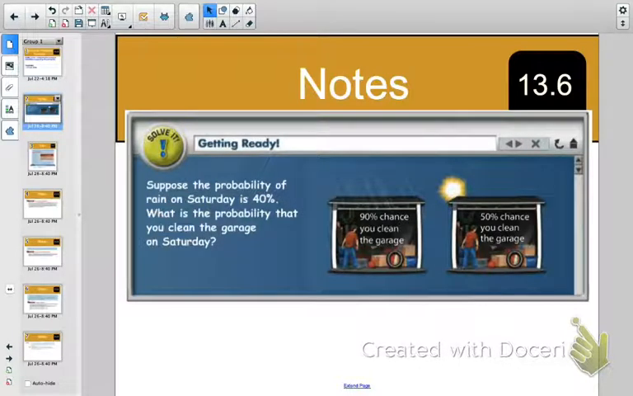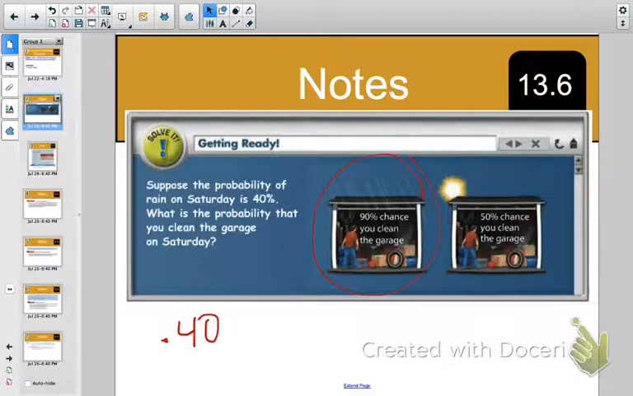Okay, so if we think about this, you basically have two options here. Either it's going to rain or it's not going to rain. So let's look at each option individually. So let's look at this one here first. If it does rain, we know that's a 40% chance. So we're going to say that's a 40% chance that it does rain.